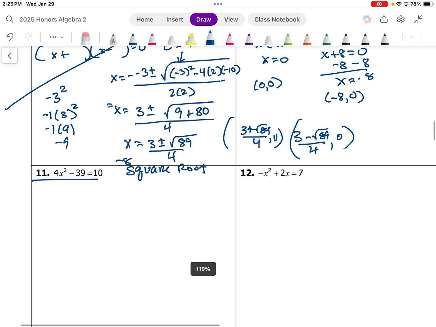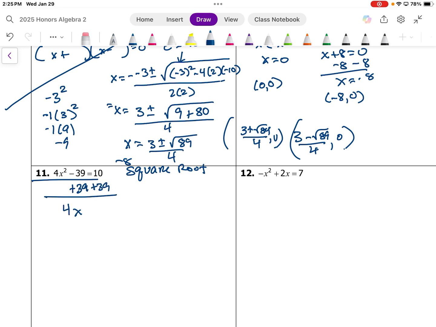All right, we already set ourselves up for the square root method. So add the 39. 4x squared equals 49. Now, some of you are trying to do the square root at this stage. Wait until you get the number off the x squared. You can do it, but you've got to be so careful. Best thing to do is isolate the x squared.